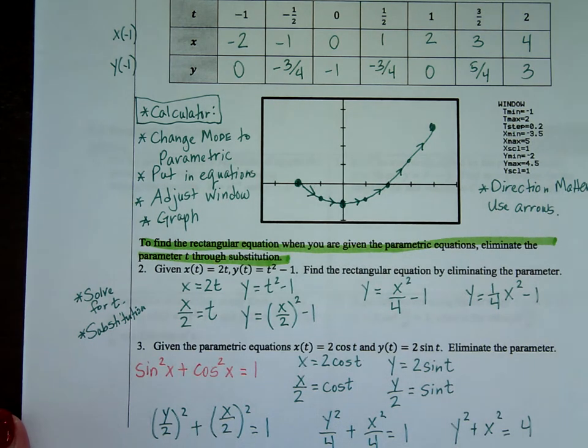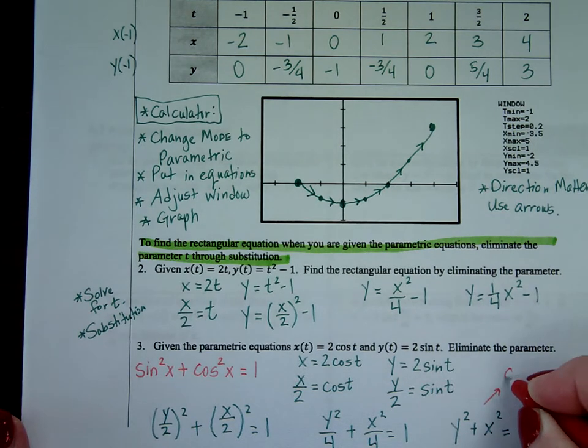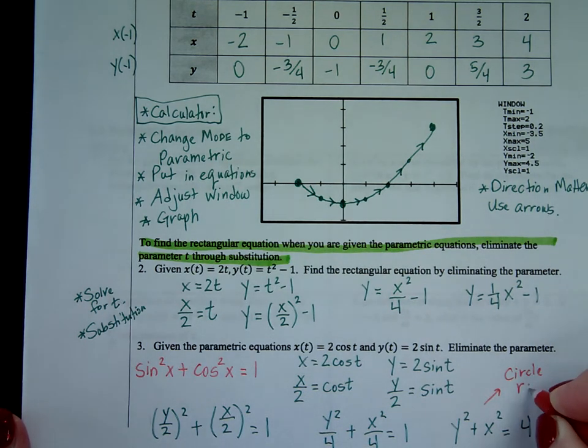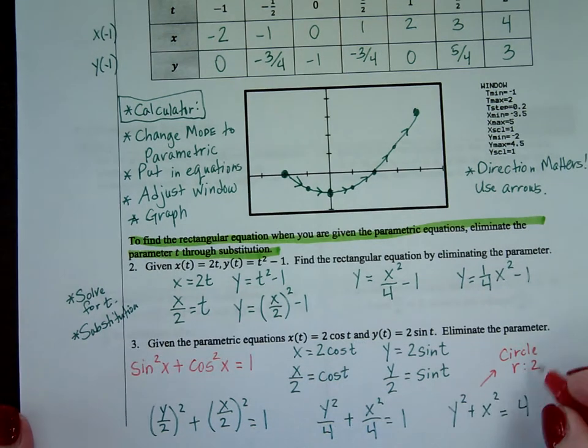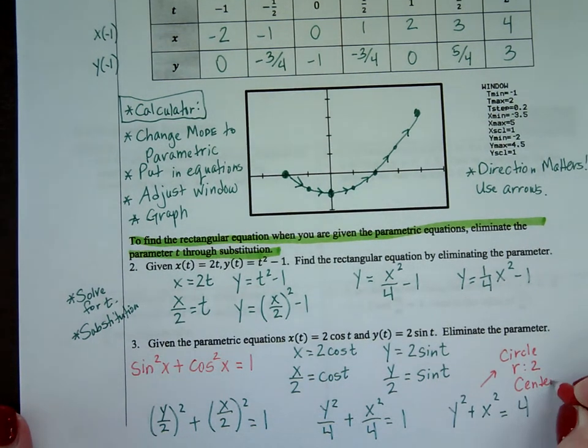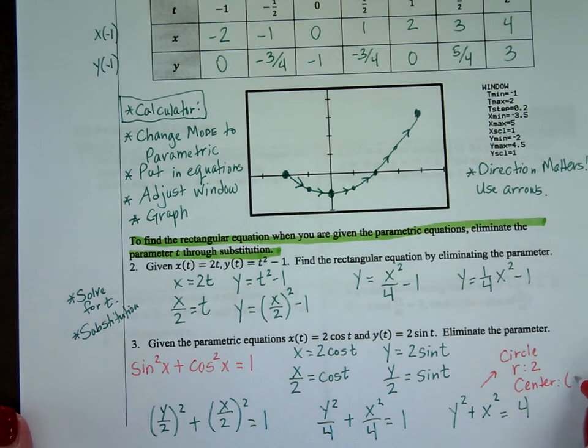What's that a picture of? And if I think about it, I know that this guy is a circle, right? X squared plus y squared. I can say that it has a radius that is 2, the square root of 4. And I can say that it has a center. See how there's no numbers attached with your x's and y's, so the center's at 0, 0.